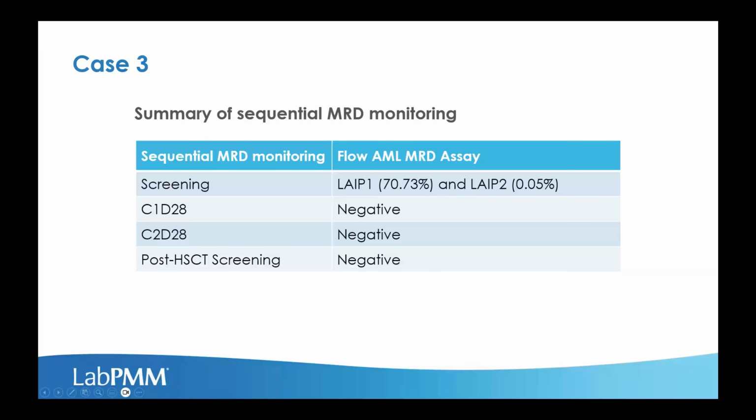We can see at the screening point, we have a large population of myeloblasts with monocytic differentiation, and at the same time, we have a second aberrant myeloblast population, which is relatively small. And after that, we received 3 bone marrow samples: at the end of the first cycle, the second cycle, and after stem cell transplant. They're all negative by flow cytometry.